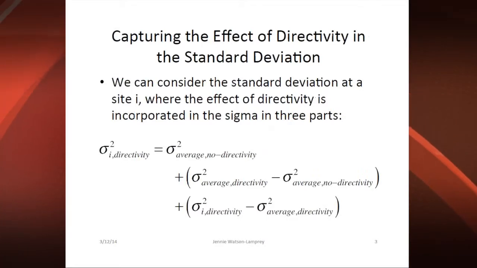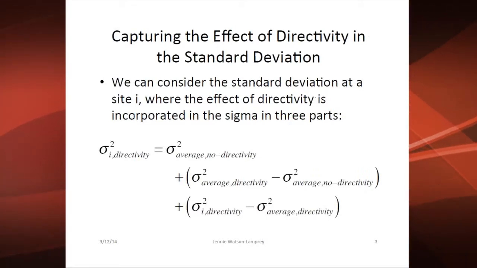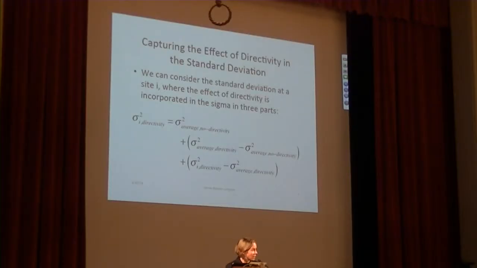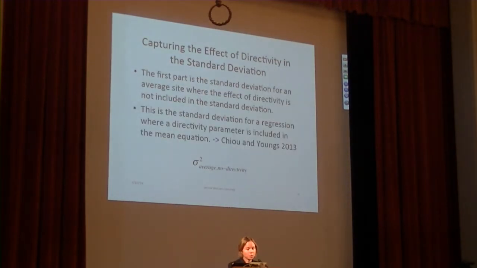So how would we go about developing such a model? We can think of the standard deviation at a specific site around a rupture in three different parts. The first part of the standard deviation is for just an average site where the effect of directivity is not included in the standard deviation. Instead, it's included in the mean of the ground motion prediction equation. This would be for a regression like Cho and Youngs 2013, where there's a directivity parameter in the mean, so it has a standard deviation that doesn't have the effect of directivity in it.